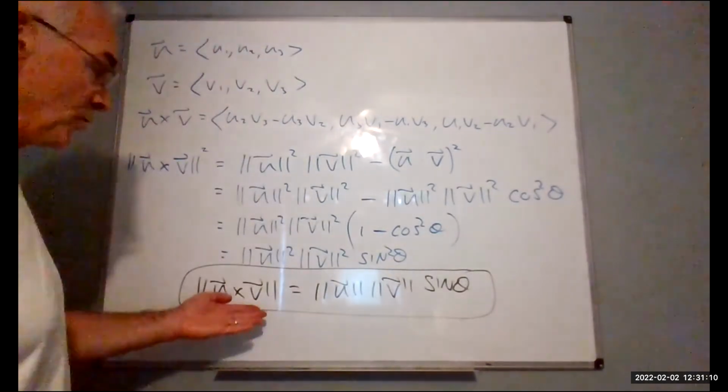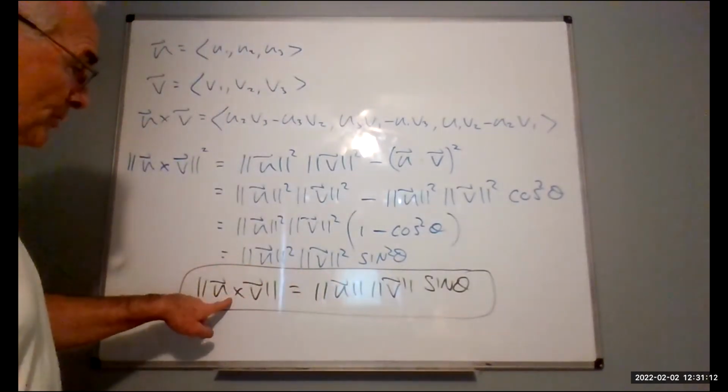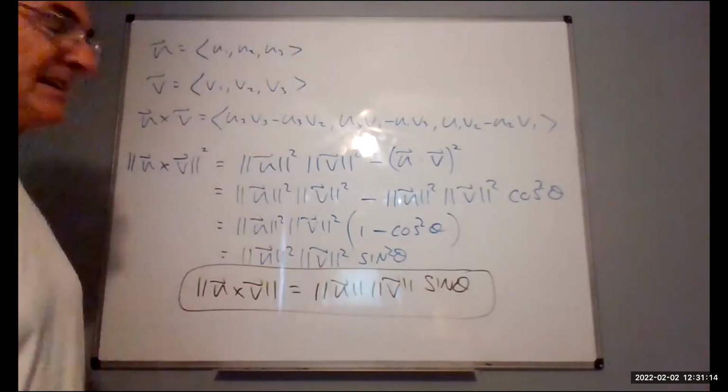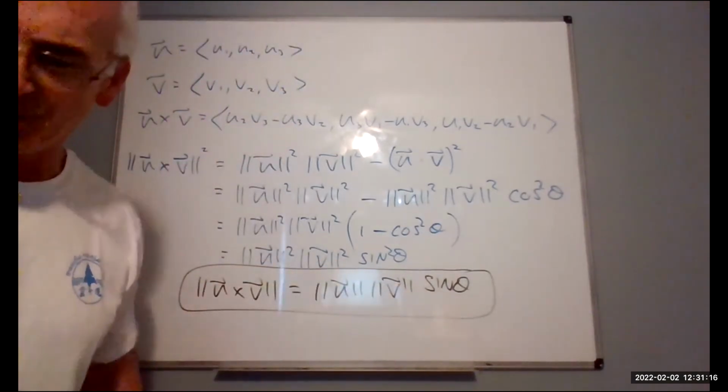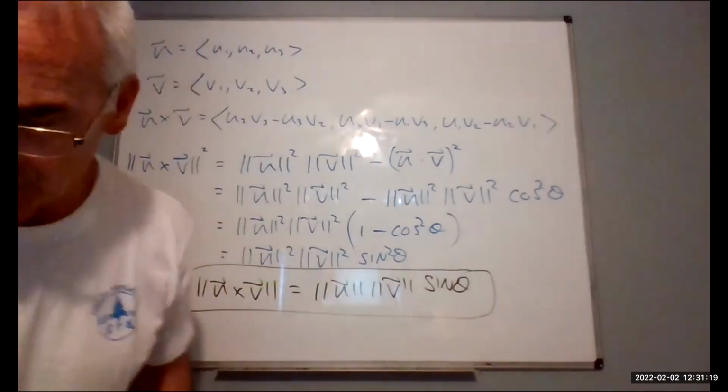Okay, and its length would therefore be 0. So the magnitude of the cross product turns out to be this really simple formula right here, which is really convenient.